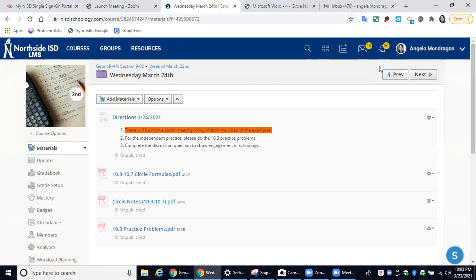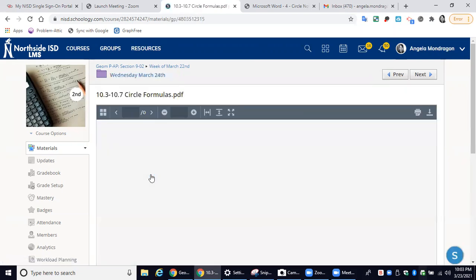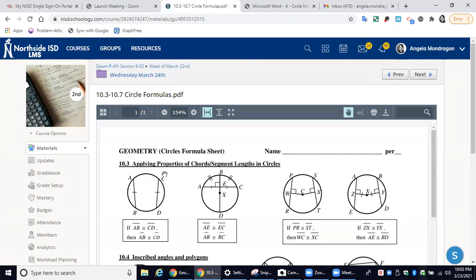Okay, so starting in this section, 10.3 through 10.7, everything is kind of together on one formula chart. So if you click right here, you'll see that formula chart. And this is something that you'll want to refer back to again and again because it's got all those formulas that you need. So we're only going to look at these first three formulas, okay?